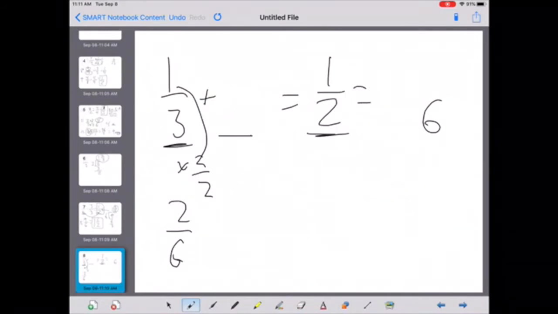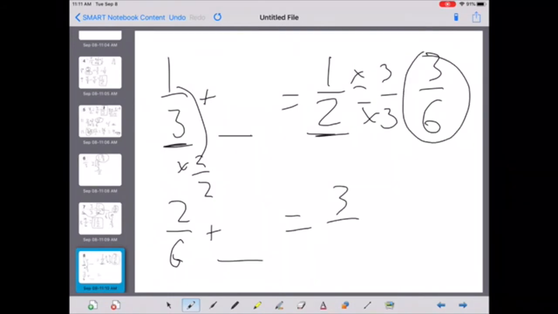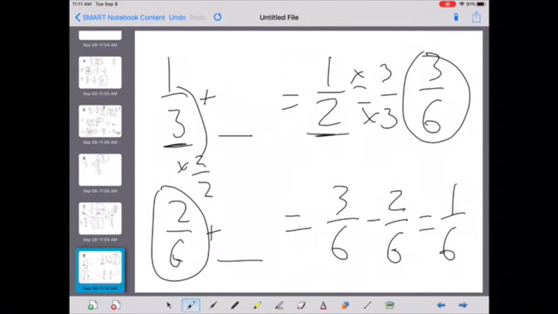How did I get from 1/2 to 3/6? Well, that's times 3 over 3. And so this is 3/6. So 2/6 plus I don't know equals 3/6. Missing an addition, I subtract. 3/6 minus 2/6 equals 1/6.